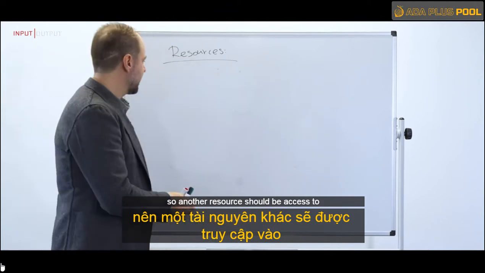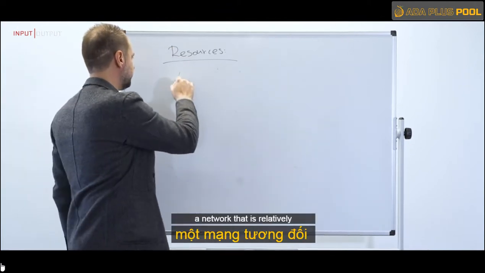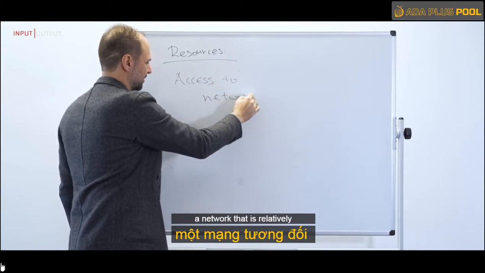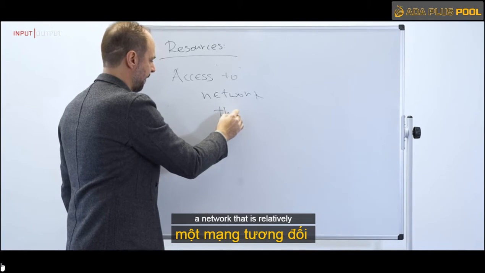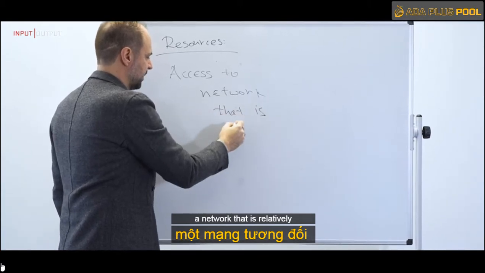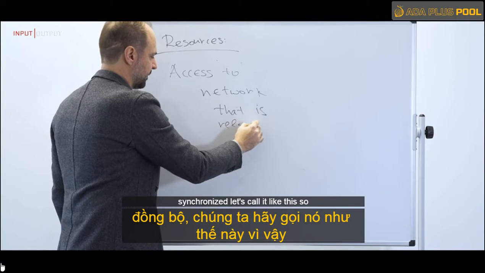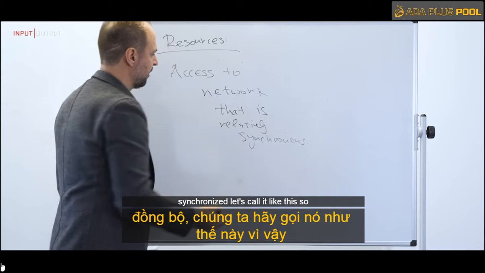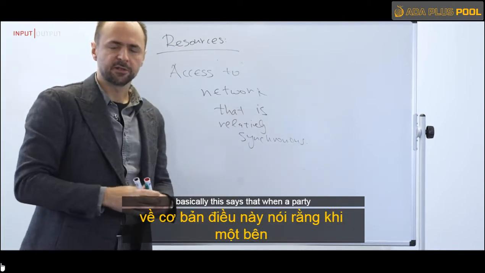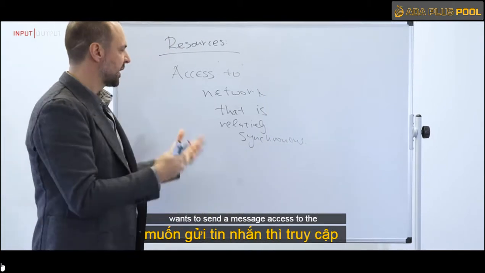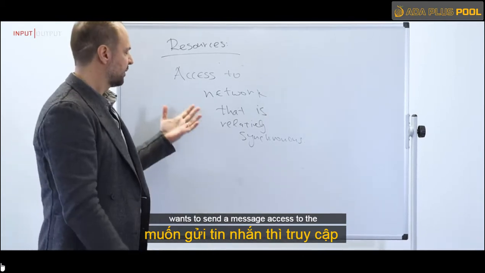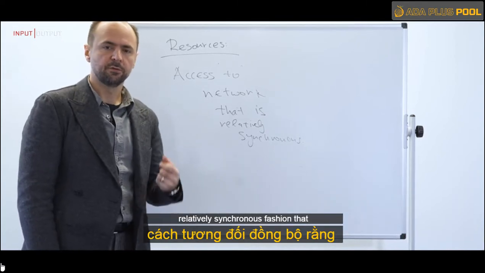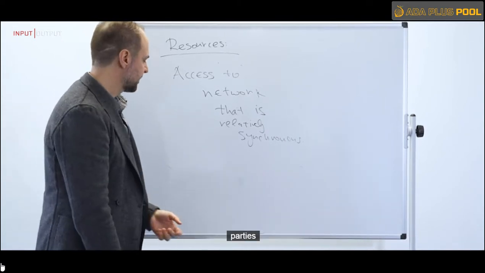So another resource should be access to a network that is relatively synchronized. Let's call it like this. So basically this says that when a party wants to send a message, access to the network is facilitated, and in a relatively synchronous fashion, that message is going to reach the other parties.